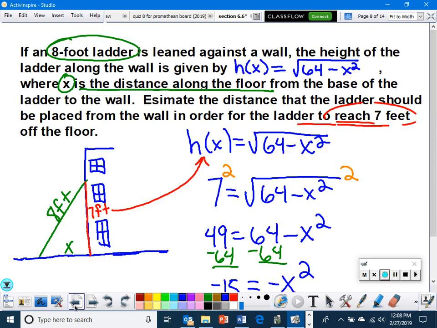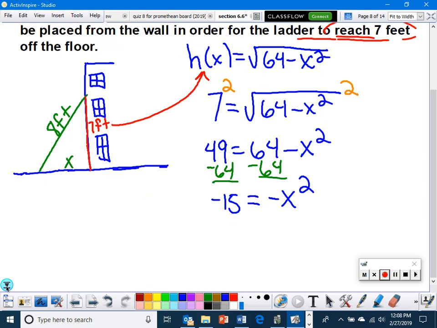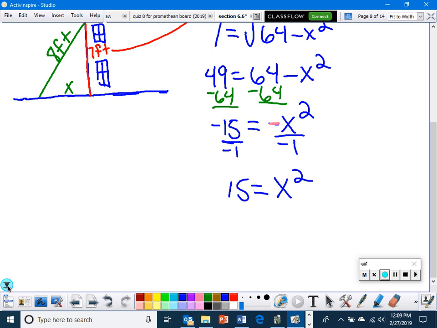Sorry about that, I jumped to the wrong screen. Okay, so I've got to get rid of this negative x squared, so I'm going to divide everything by negative 1. So positive 15 equals x squared. I'm going to rewrite that: x squared equals 15.